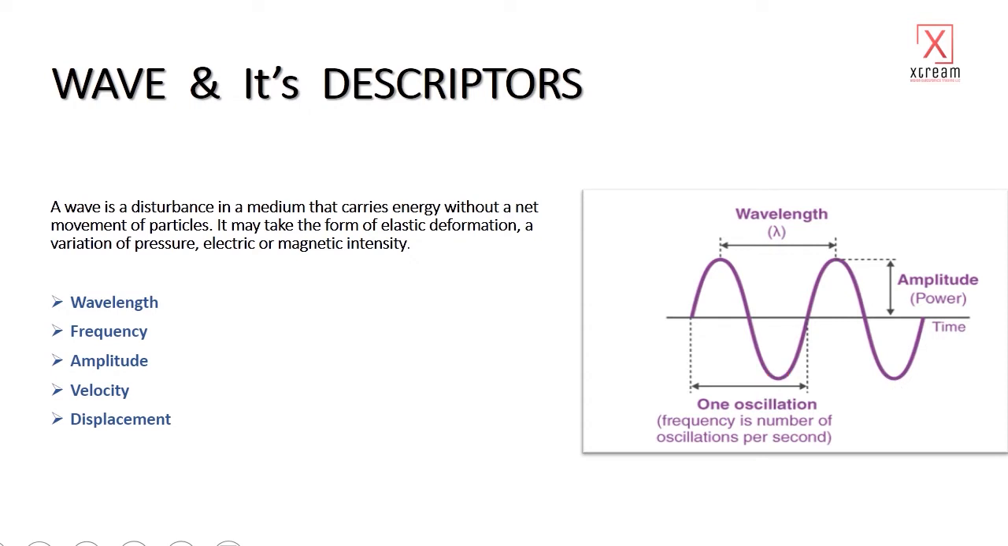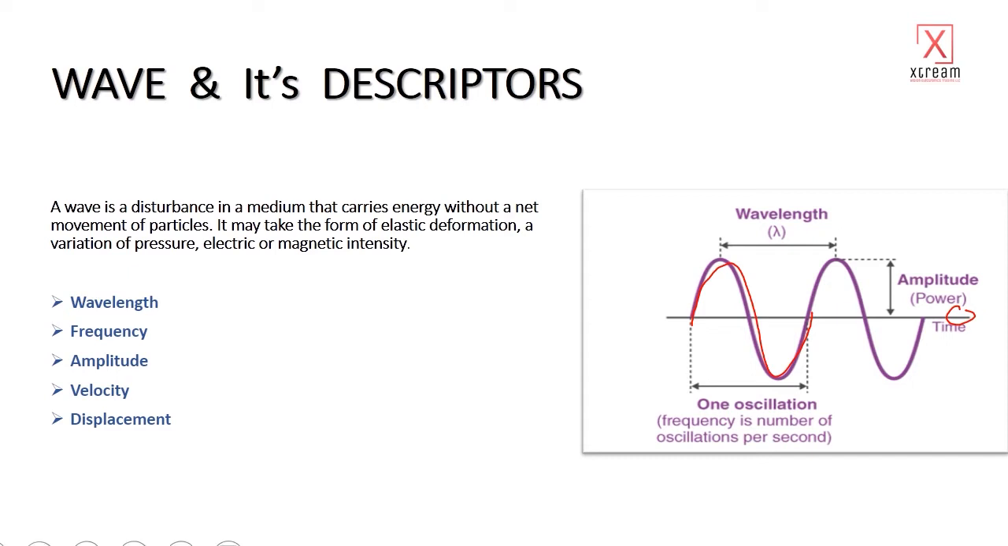Now the frequency. We can define the frequency of a wave as the number of repetitions per second, which is calculated in hertz. Or you can say that the repetition of oscillations in the given time period is called the frequency of a wave. Like you can see over here, this is one complete oscillation.